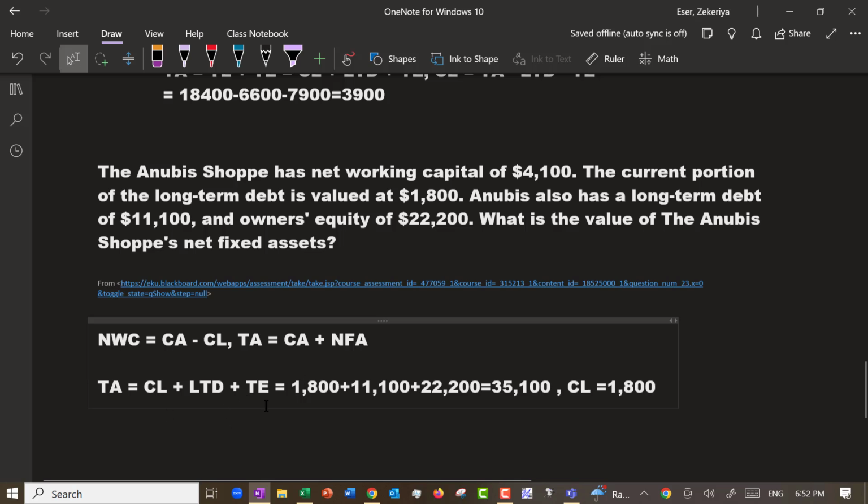All right. If I can figure out current assets, I'm home. If I know total assets, well, which equation is going to give me current assets?